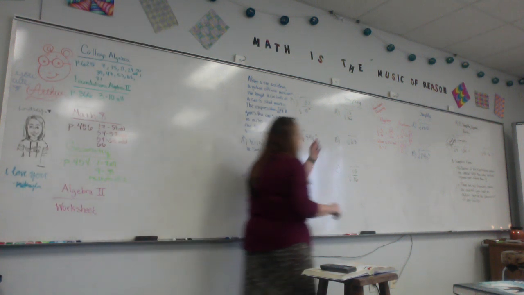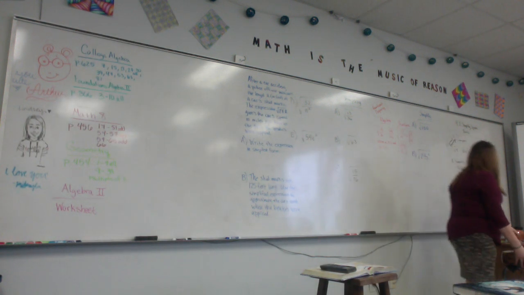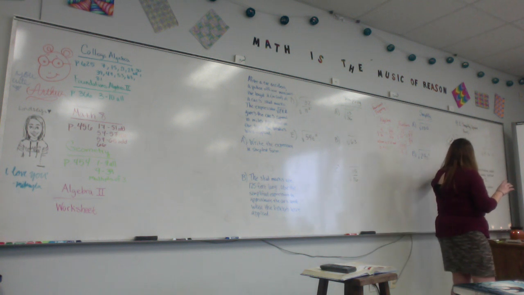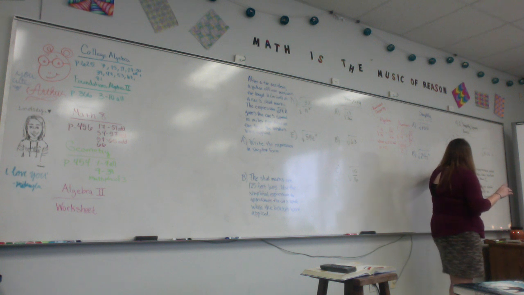9.2 is simplifying square roots. When you have square roots, we always want them in the simplest form. Okay? We're going to talk about simplest form, then I'll come back to this. Simplest form requires two things.